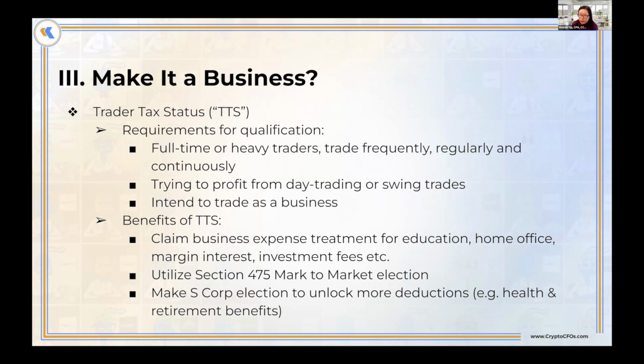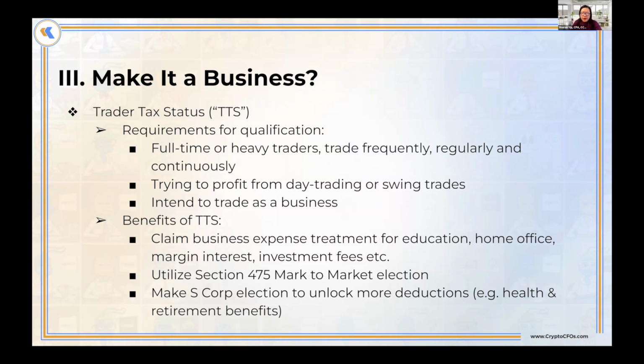You trade frequently and regularly, usually on a daily basis, and continuously with a significant amount of investment. Also, your goal needs to be profiting from day trading or swing trades, and you need to intend to trade as a business. So those are the factors you need to consider if you want to qualify for the trader tax status.